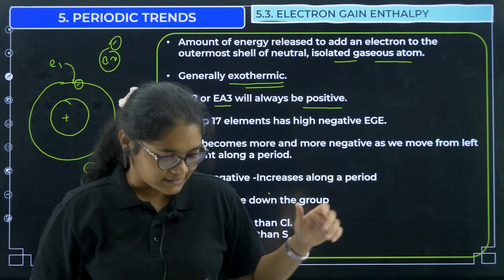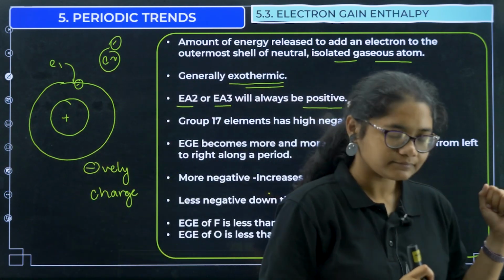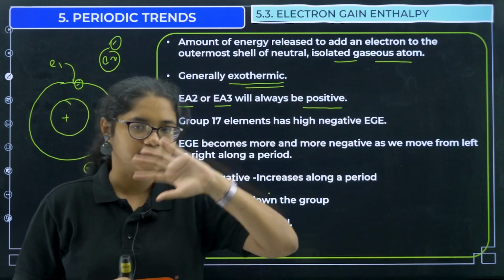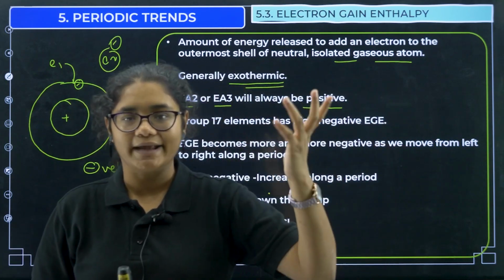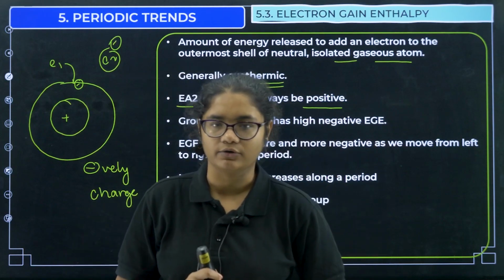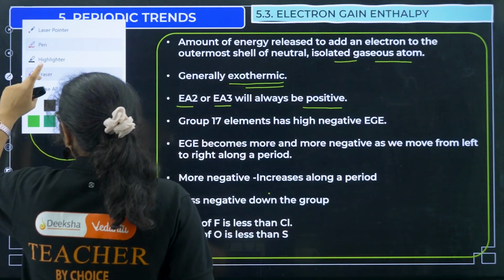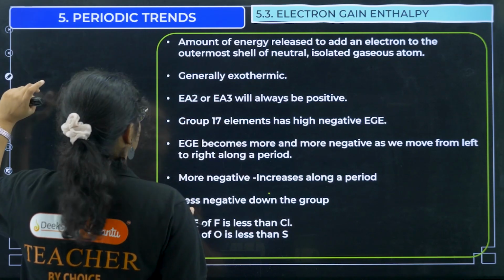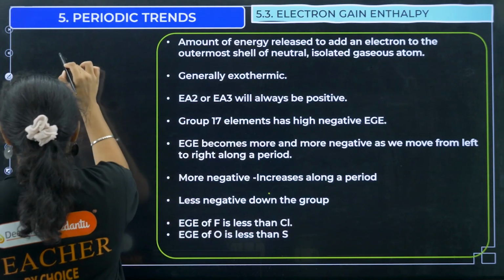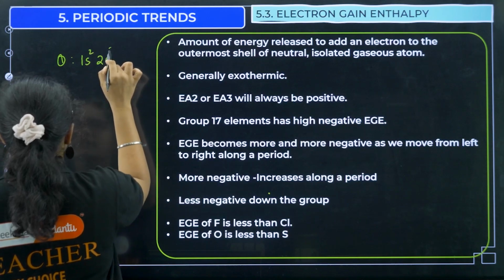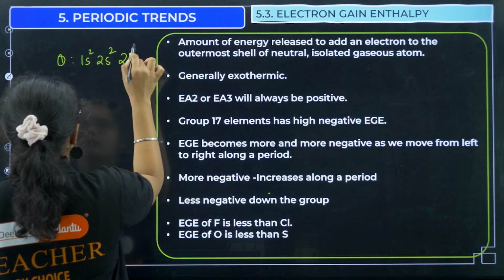Okay, let me repeat it again. There was a neutral atom, you added the first electron to it, energy released, and the atom became negative. Why? Because you added one extra electron. So suppose for example, let us take the example of oxygen. Oxygen's electronic configuration is 1s2, 2s2 and 2p2, right?